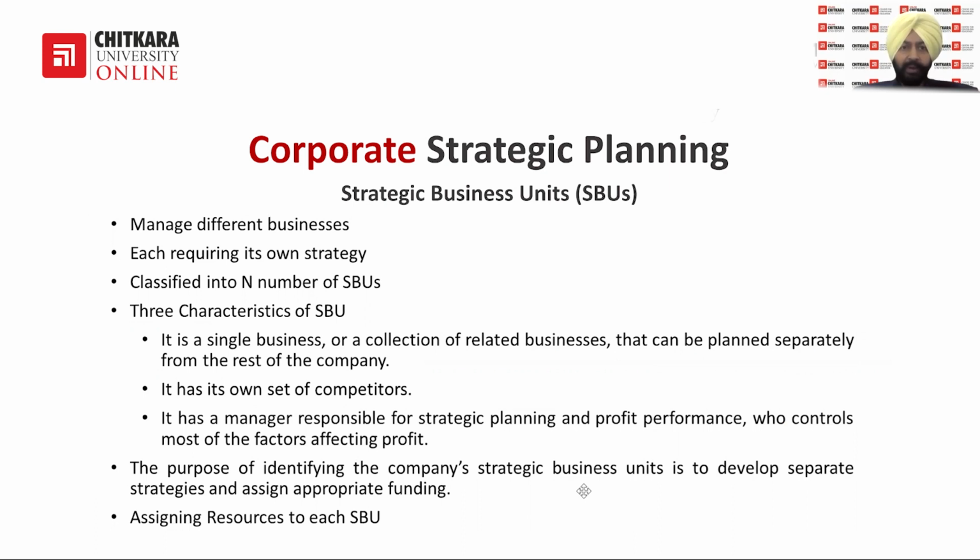Now, when we talk about corporate strategic planning, there's a lot of planning which is done at the strategic business unit level also, because there are some organizations which may have multiple business lines. So they manage different businesses, and each would require its own strategy. If I have to share an example with you, I will talk about DCM Shriram. It's a conglomerate of different industries.